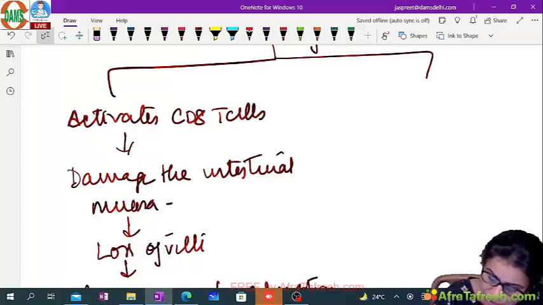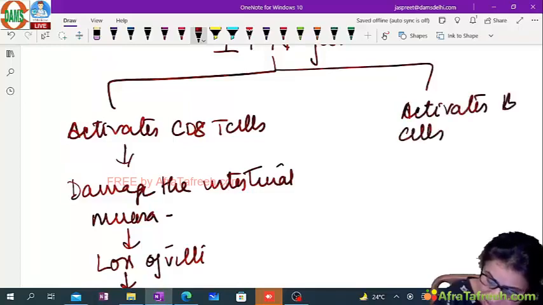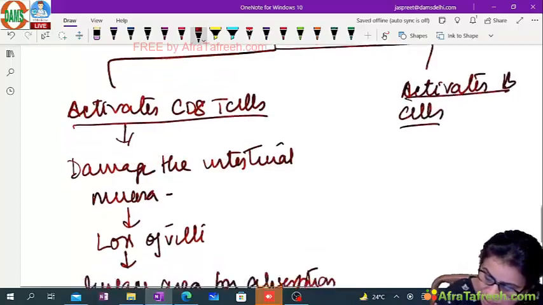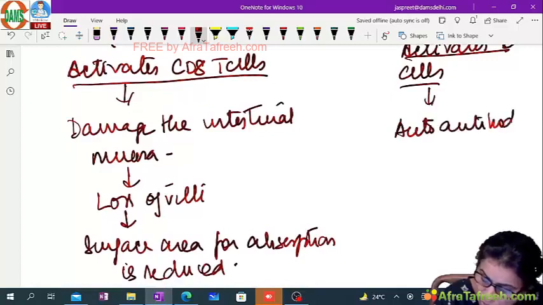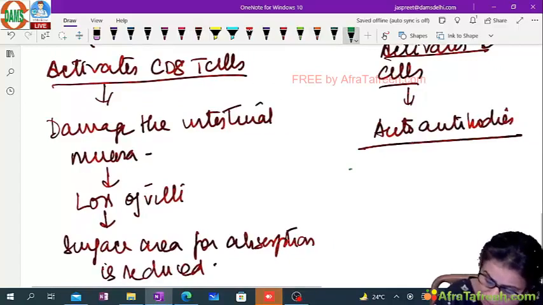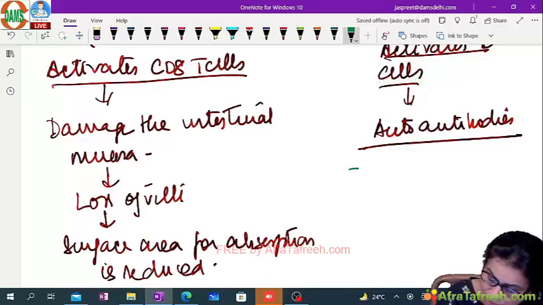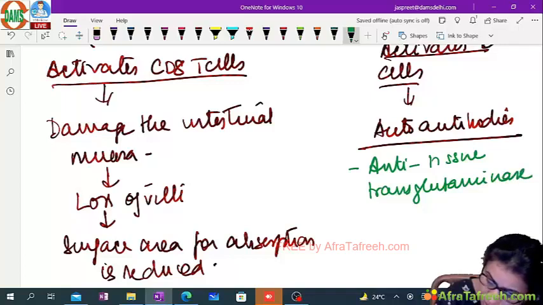Another thing that interferon gamma does is that it also activates B cells, and these B cells now produce autoantibodies. The autoantibodies that we see in celiac disease are, number one, IgA class of antibodies. They are anti-tissue transglutaminase antibodies, which we also call anti-TTG antibodies.